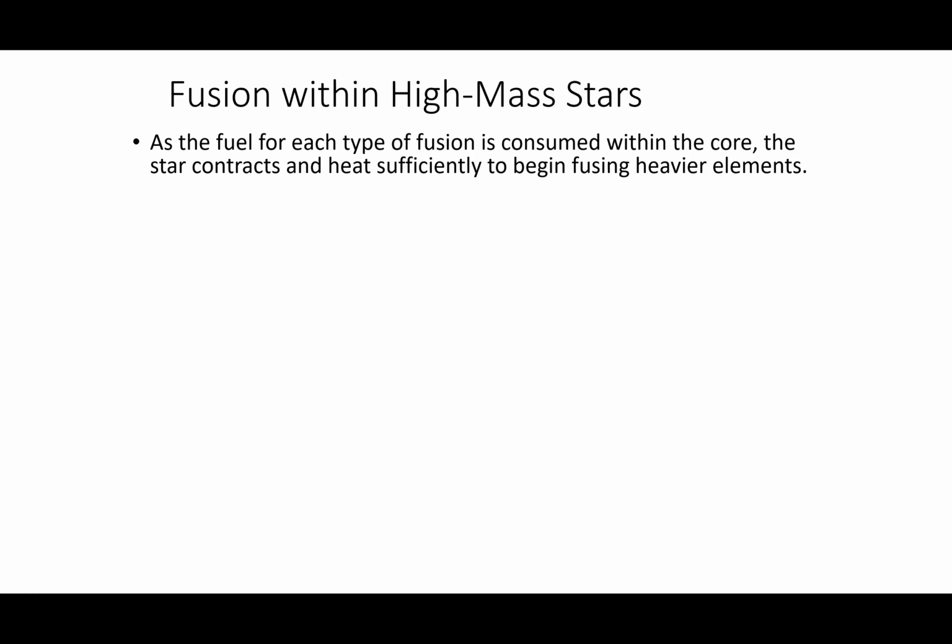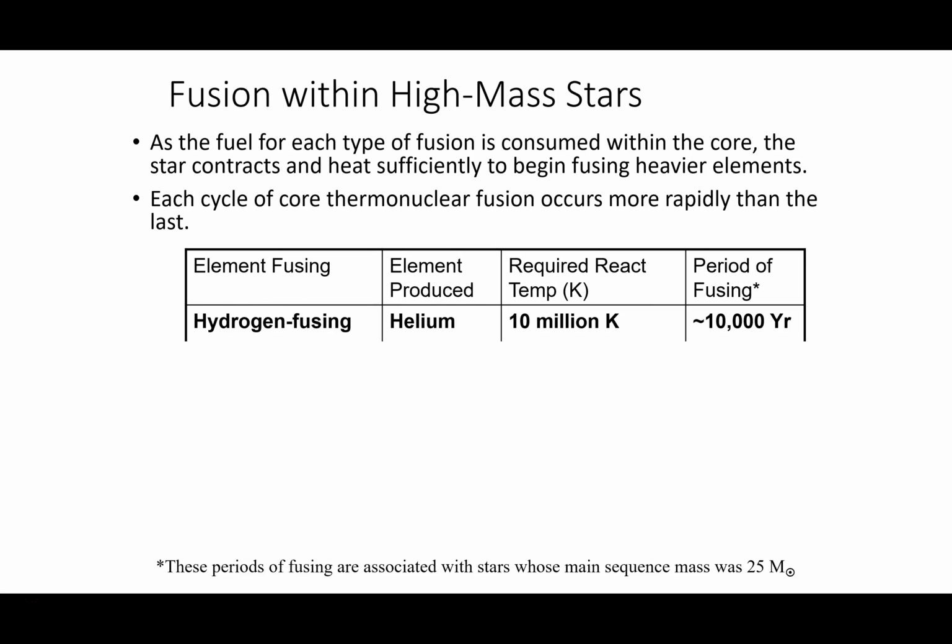So I actually added to this table when I posted these PowerPoint slides to Canvas, if you printed them out. I didn't have these 2 years. So I'm going to kind of walk you through what's happening in the core of a massive star. Do you remember with the low mass star, we end up kind of like an onion? We're going to end up like an onion with a high mass star too.